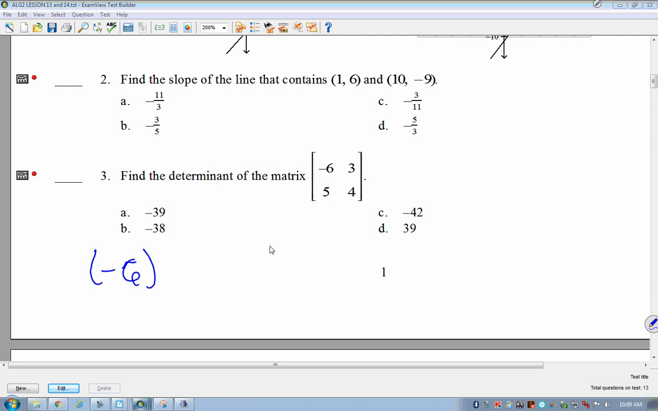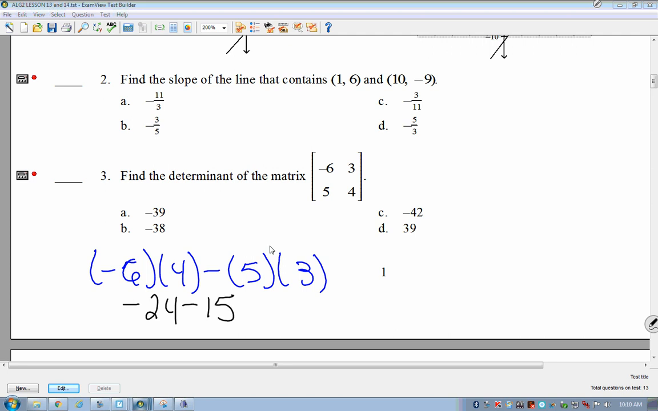Negative 6 times 4. What comes after that, Angeli? Minus 5 times 3. Okay, good. Let's see, John, what is negative 6 times 4? Negative 24. Jewel, what is negative 5 times 3? Negative 15. Okay. And Axel, what is negative 24 minus 15? Negative 39. Okay? Negative 39 is my determinant.